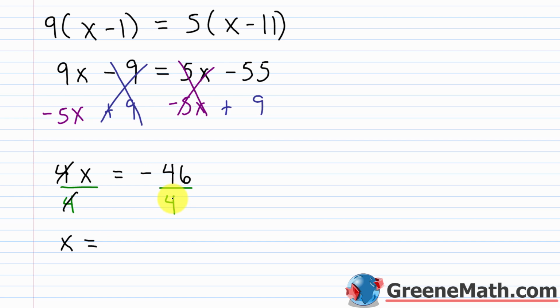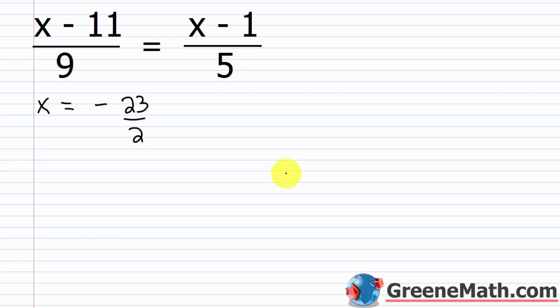That's not going to give me a whole number, so I'm just going to reduce the fraction. So I know it's going to be negative. And then if I divide 46 by 2, I'd get 23. So negative 23 over 4 divided by 2 is 2. So negative 23 halves is our solution. All right, let's check our solution now. And I'm going to plug a negative 23 halves in everywhere I see an x. So that's going to be here and here.